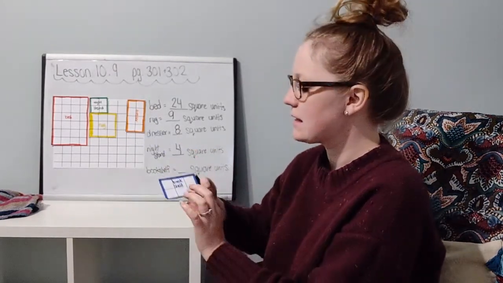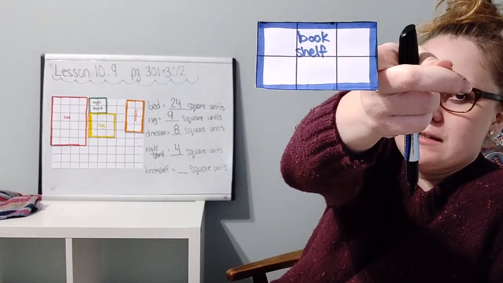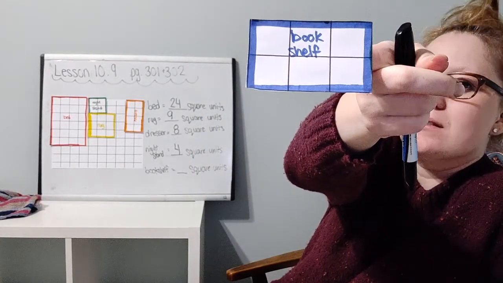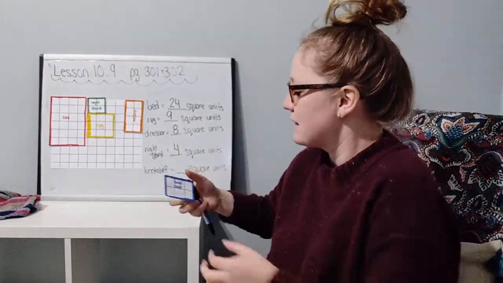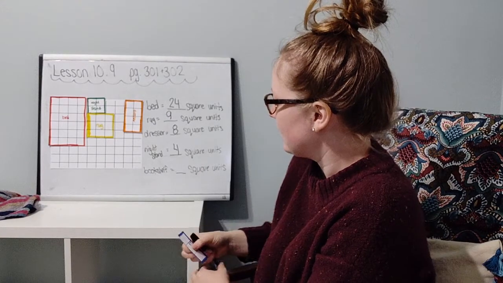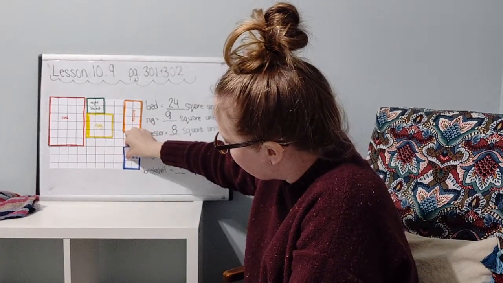My last thing is a bookshelf. Can you count how many square units it has? 1, 2, 3, 4, 5, 6. It has 6 square units. I think I will put my bookshelf in the corner of my bedroom right here.